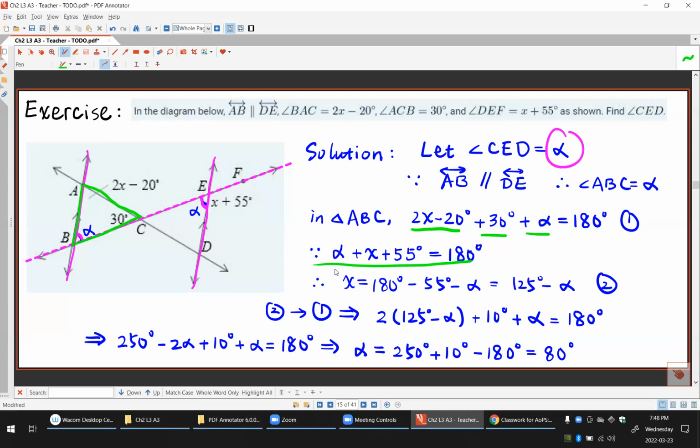So as long as we can establish a relationship between alpha and x, it's possible to solve for alpha or x, right? Also note that the sum of alpha and x plus 55 degrees here is 180 degrees, right? That means we can represent x in terms of alpha here. Then we can put equation number 2 into equation number 1 to eliminate the x in equation number 1, right? That means we have an equation that only contains alpha. So it is possible to solve alpha in this equation. And alpha is 80 degrees, right?